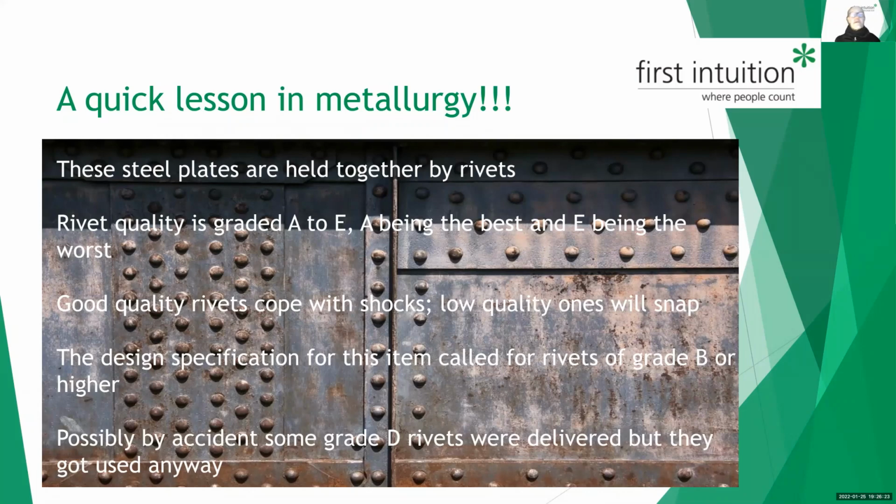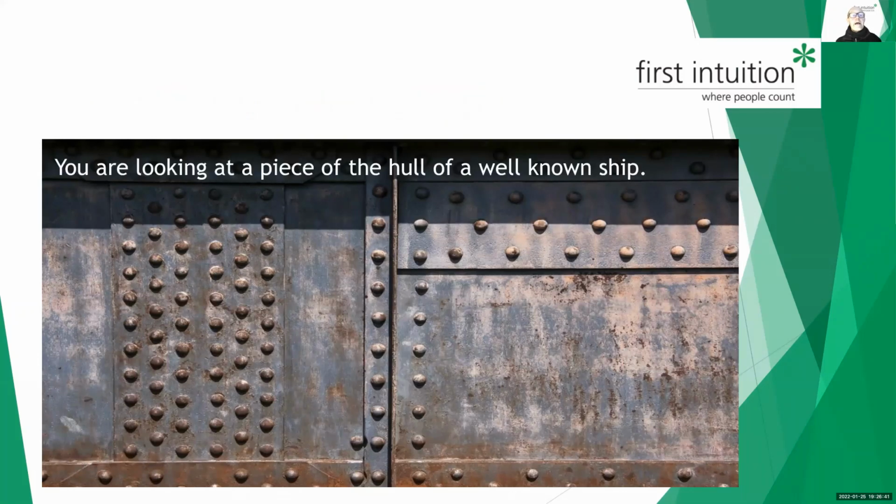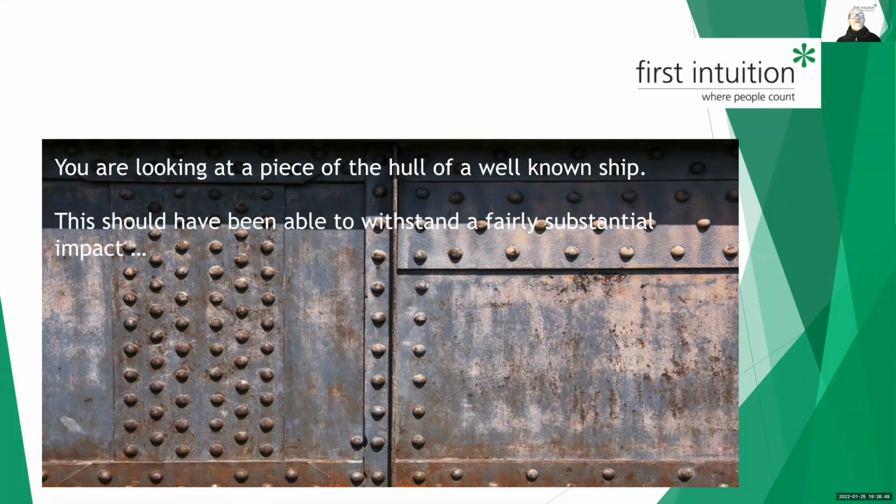Now B and D do sound quite similar. D rivets were delivered. And the bad news is they got used anyway. So you've got these metal plates that should have been held together by grade B rivets held by grade D rivets. One or two folk might even guess where this is going. This is actually a piece of the hull of a well-known ship that was recovered. It should have been strong enough to withstand quite an impact, such as a scrape from an iceberg. I think everybody guessed where this is going now. And this is a true story.